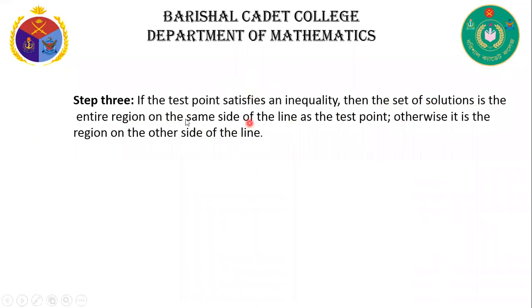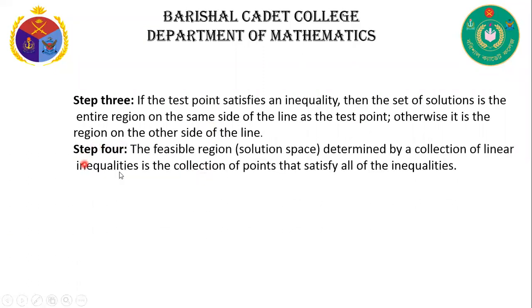Remember this step carefully. If the test point satisfies the inequality, then the set of solutions is the entire region on the same side of the line as the test point. That means towards the origin. Otherwise, it is the region on the other side of the line. Then step 4, the feasible region. We determine the feasible region of a collection of linear inequalities as the collection of points that satisfy all the inequalities.